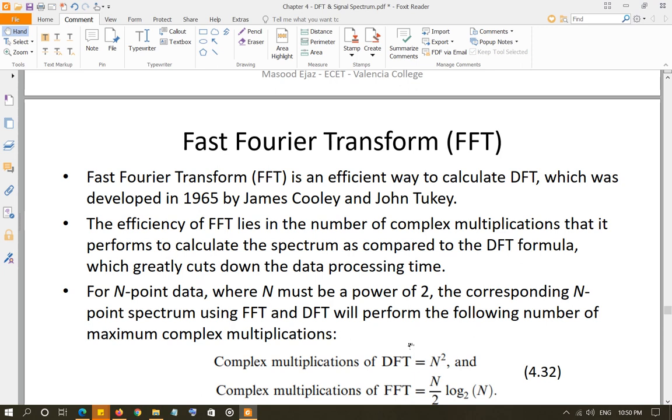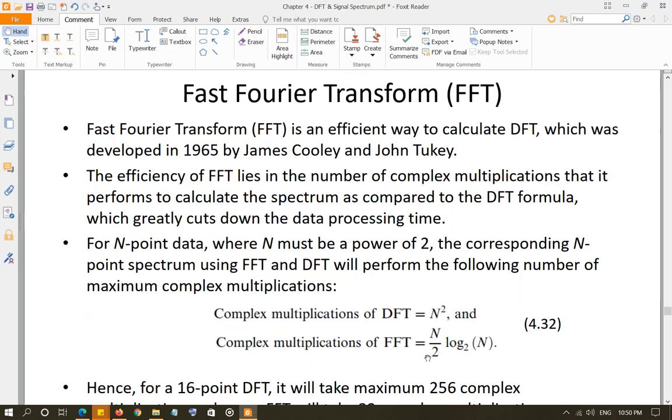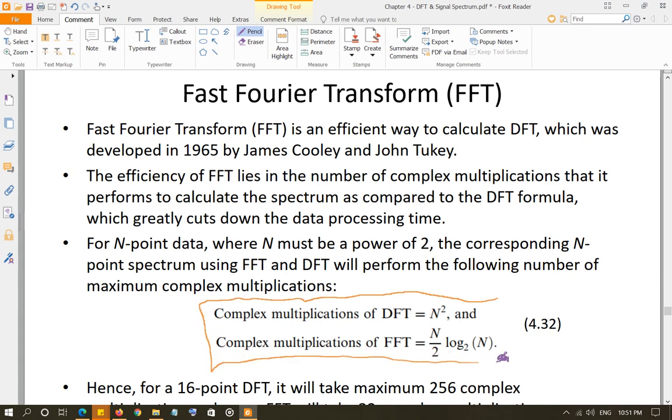Now, why is FFT efficient? That's a question, and we're going to see the efficiency in the example. So it is efficient because of this, what you see over here. When you are processing your calculations through a computer, basically the number of cycles depends upon how many complex multiplications you have in general. So the fewer complex multiplications you have, the faster your data will be processed.